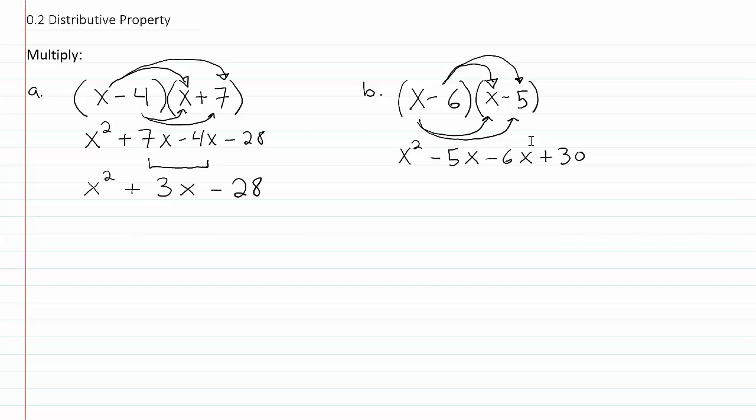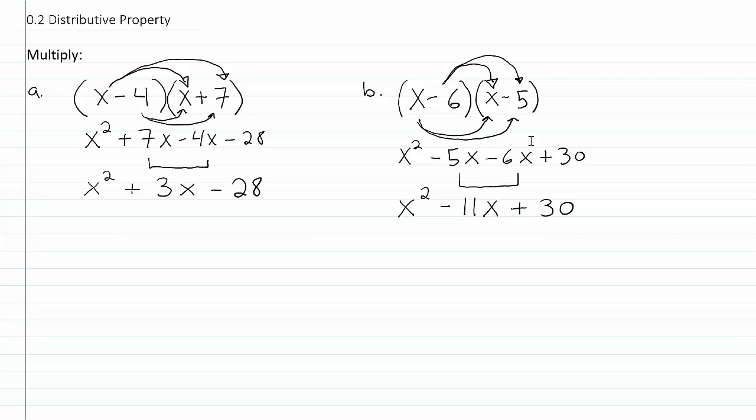All right, at this point, I want to combine like terms, and again, the two middle terms here are like terms because they have the same variable to the same power. So I'll copy down my x squared, and then I have minus 5x and minus 6x. They're both negative, so it'll give me negative 11x's, right? Plus 30. And there's my final answer.